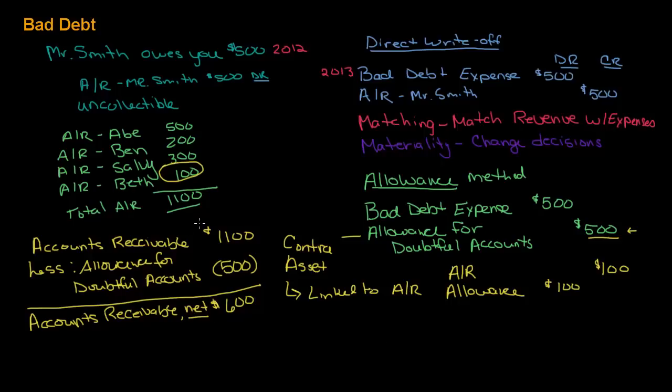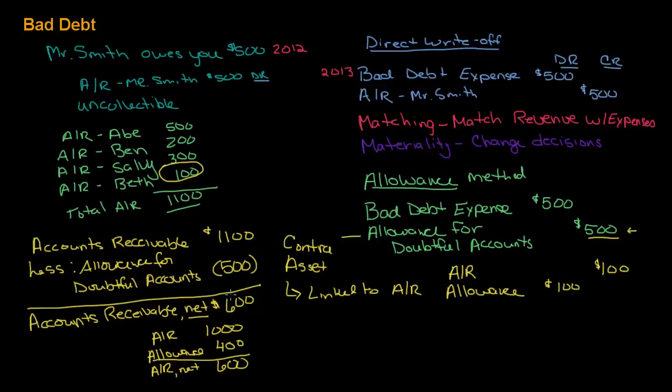So now what effect does that have on this here? Okay, well let's look at my new accounts receivable balance. It was 1100. Then we credited 100, so my AR is 1000. And my allowance, it was 500, but I used up 100 because I debited the account, so 500 minus 100 is 400. So my AR net is still 600.